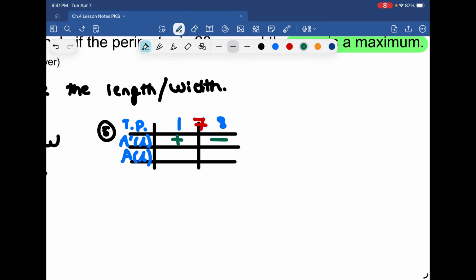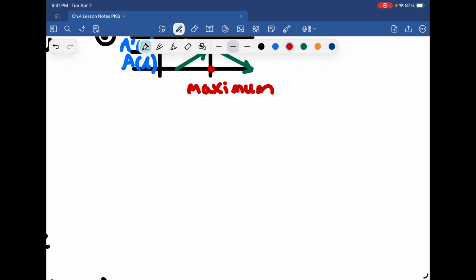14 minus 16 is negative, so it's going to be increasing on the left-hand side and decreasing on the right, and we would identify that as a maximum, which is exactly what we're looking for. We're trying to figure out the maximum area. So at this critical number, we get a maximum. So now in step 6, we're going to put this all together.